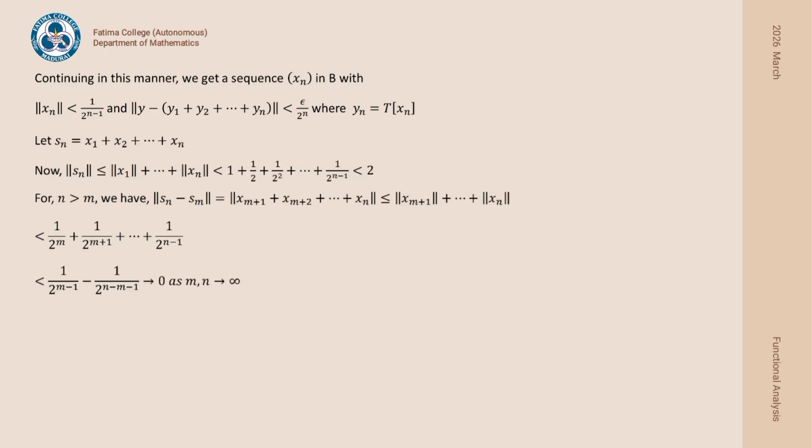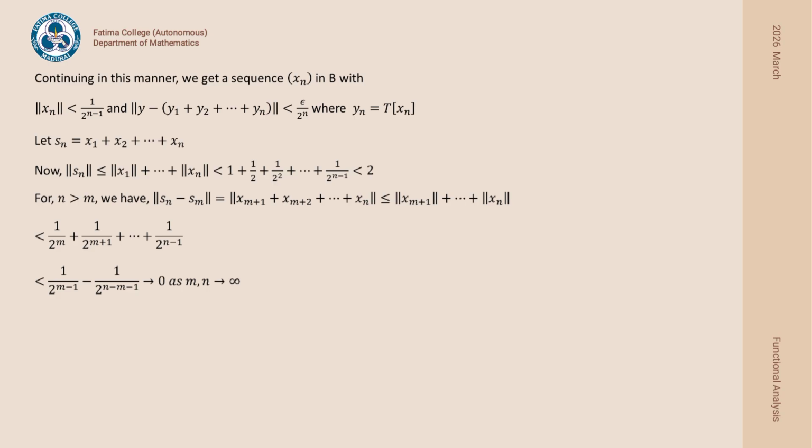Let us take Sn to be x1 plus x2 plus and so on plus xn. Therefore, norm Sn, by the definition of norm, is less than or equal to norm x1 plus norm x2 plus and so on plus norm xn. As we know, norm x1 is less than 1, norm x2 is less than 1 by 2 and so on, norm xn is less than 1 by 2 power n minus 1. Norm Sn is less than 1 plus 1 by 2 plus and so on plus 1 by 2 power n minus 1, which is less than 2.